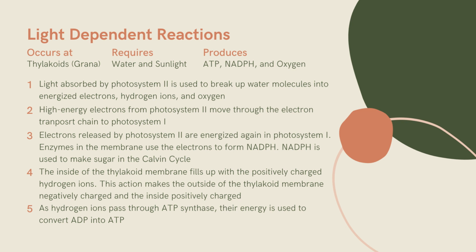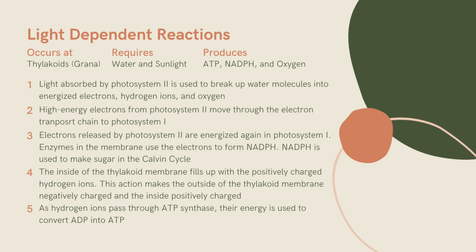Next, high energy electrons from photosystem 2 move through the electron transport chain to photosystem 1. So after we have broken down the water molecules into electrons, hydrogen ions, and oxygen, the highly energized electrons will move from photosystem 2 to photosystem 1 through the electron transport chain. The energy from the electrons is used by the molecules in the electron transport chain to transport hydrogen ions from the stroma into the inner thylakoid space.